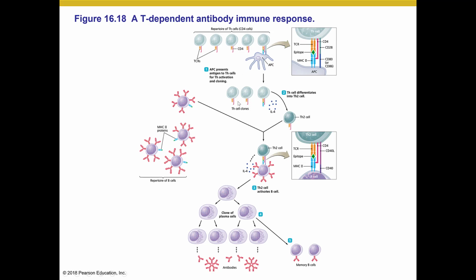This is going to activate the helper T cells, help the helper T cells make more of themselves, and start releasing a cytokine. And in this case, these helper T cells, these activated ones, will change slightly to a different type of helper T cell called a type 2 helper T cell. In cell-mediated response, it was a type 1 helper T cell. All right, so we have our activated type 2 helper T cell. Now its job is to activate the B cell.